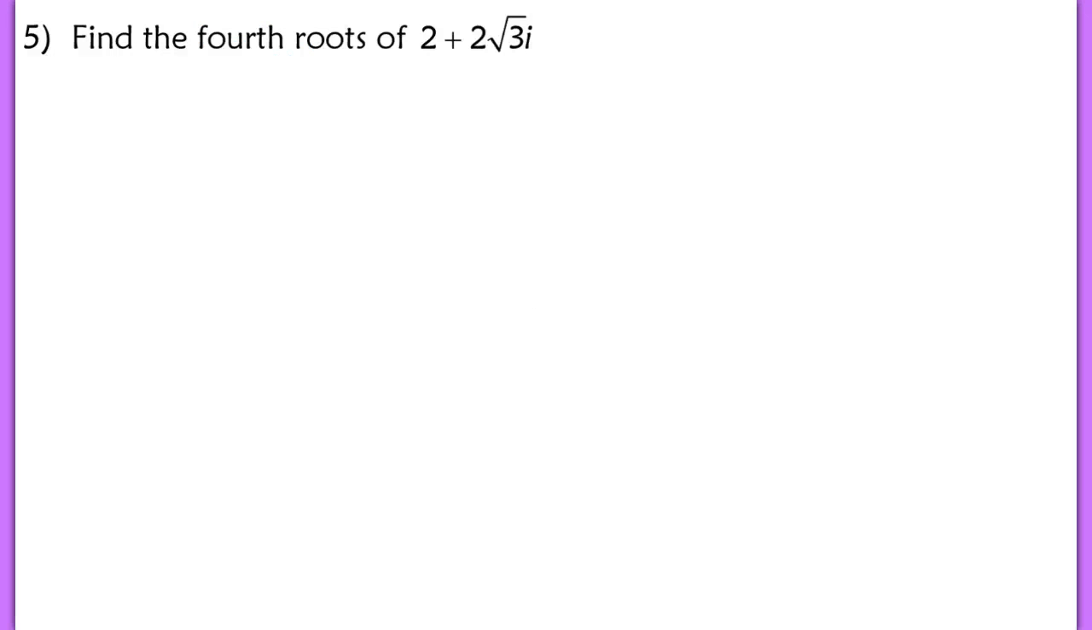All right, in problem 5, we want to find the fourth roots of 2 plus 2 root 3i. So I want to solve z to the fourth is equal to 2 plus 2 root 3i. Now I'm going to change each of these sides into polar form.